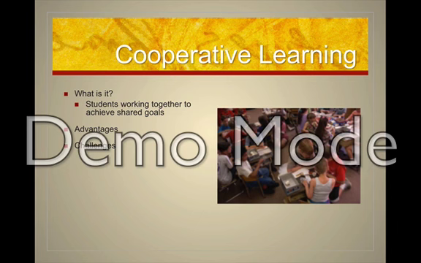Now, there are challenges to this. Tons of prior planning is required to make this work. It's also very timely. These activities tend to take place over several class periods to several weeks. It's not something you can do in a day.